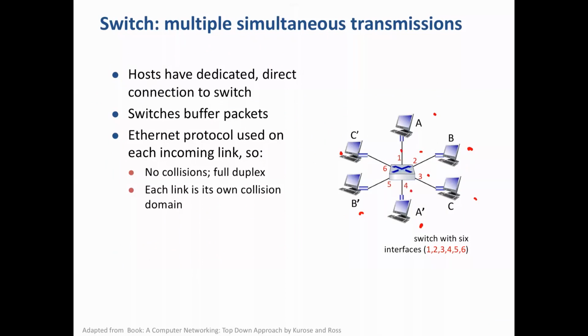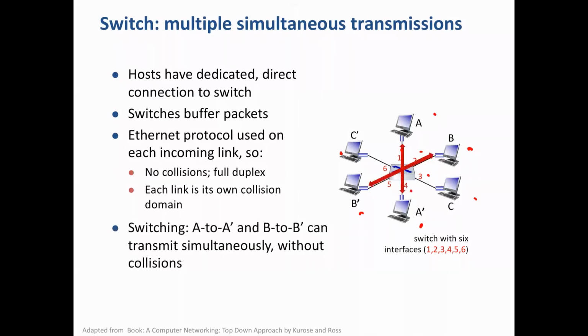All right. So now let's look at it. In this method, A can send packets to A dash, and B can simultaneously send packets to B dash. When B is sending to B dash, the packet will be buffered here, and then the switch will look at the packet and find out where B dash is. It will say it's at port 5, and send the packet to 5.